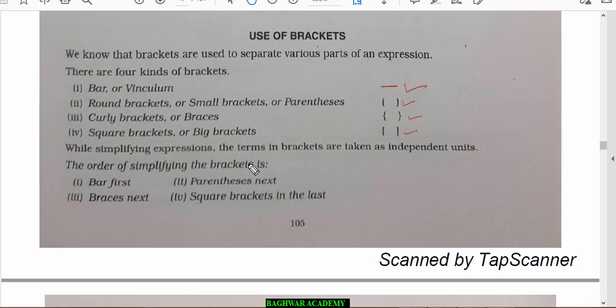While simplifying expressions, the terms in brackets are taken as independent units. So while simplifying, these are kept independently. Suppose all these things are there together in an expression, then what is the sequence, how will you solve? First we solve the bar. If some expression is in the bar, it is simplified first. Then parentheses, meaning small brackets. Then braces, meaning curly brackets, and lastly the big bracket, that is the square bracket. In this sequence we need to solve expressions.